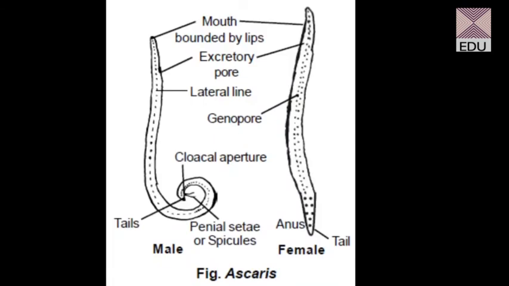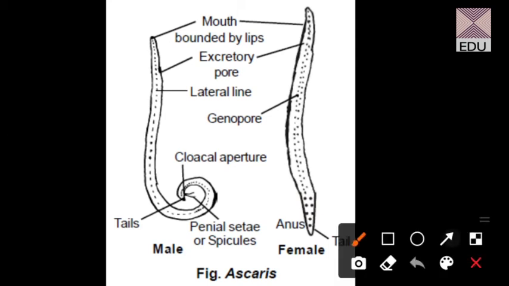Now students, if we go by the external morphology of male and female Ascaris, there are some differences in the two. The two major differences that we have discussed earlier were that the size of the male is smaller than the female, and secondly, the hind end of the male is curved and the female is straight. Now if we go first of all by the body parts, the mouth is present on the tip in both male and female. So there is no difference in the presence of mouth.